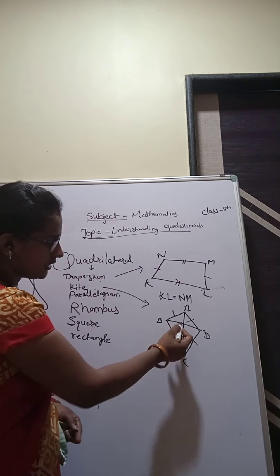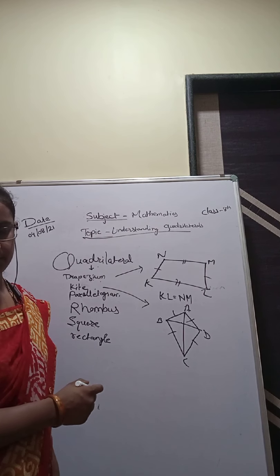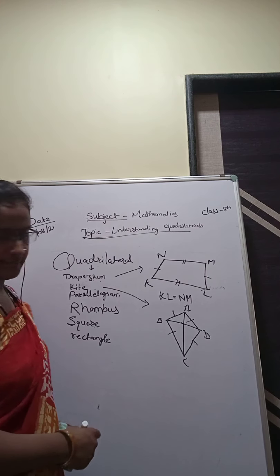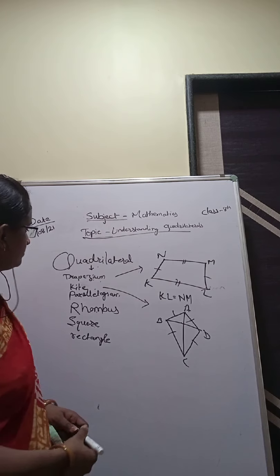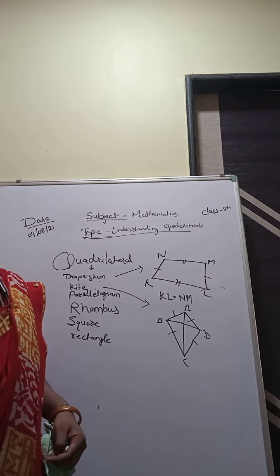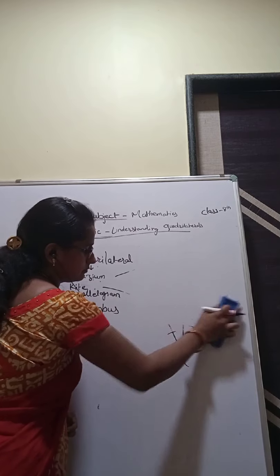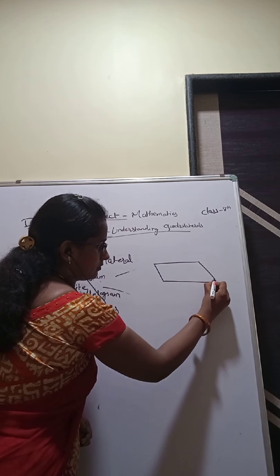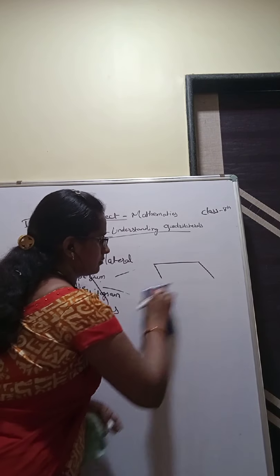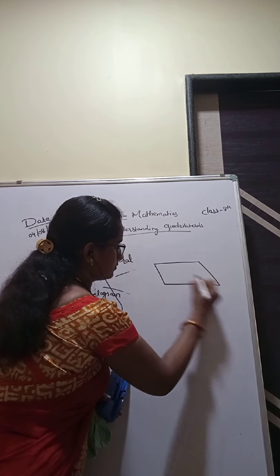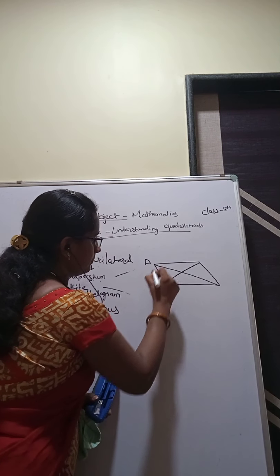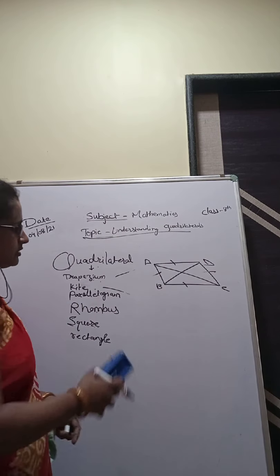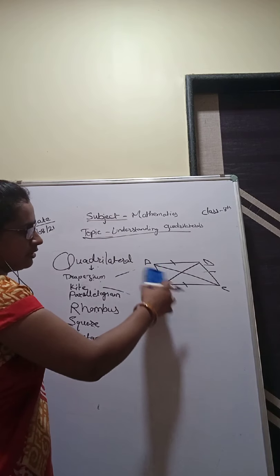Now a kite has four sides. You can see that, and it is a quadrilateral. There are exactly two distinct consecutive pairs of sides of equal length. Now we have the parallelogram. It is a parallelogram. Name them A, B, C, D. A parallelogram is a quadrilateral whose opposite sides are equal.